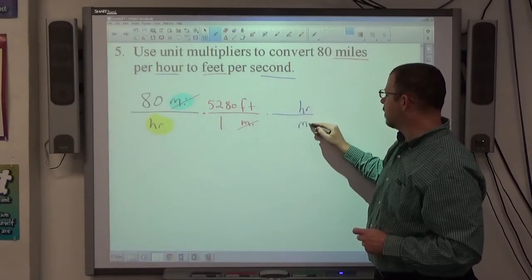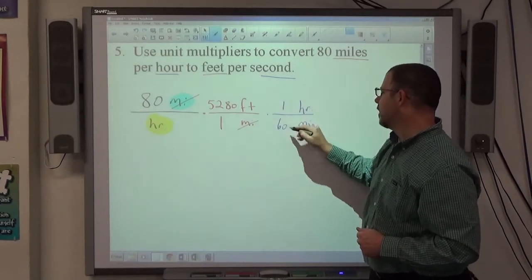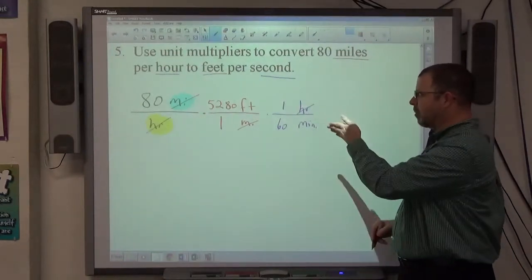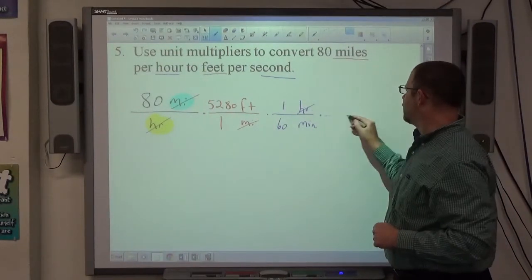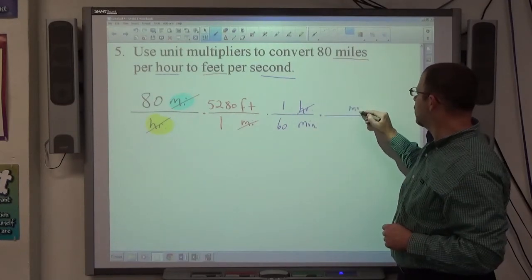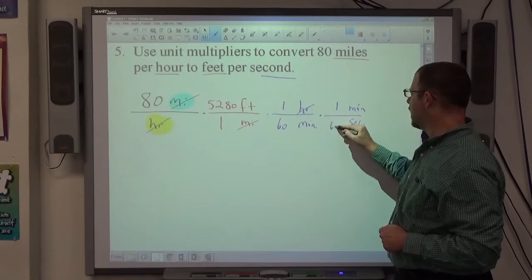I'm going to change that to minutes. And the fact about hours and minutes is every 1 hour equals 60 minutes. Hour cancels hour, and we're down to feet per minute. And then I want minutes to go away, change to seconds. Minutes is currently positioned in the denominator. I'm going to put 1 in the numerator to cancel. I'm going to put seconds in the denominator, and 1 minute equals 60 seconds.